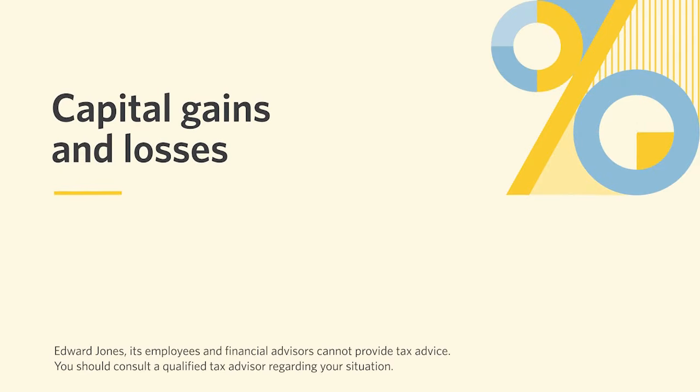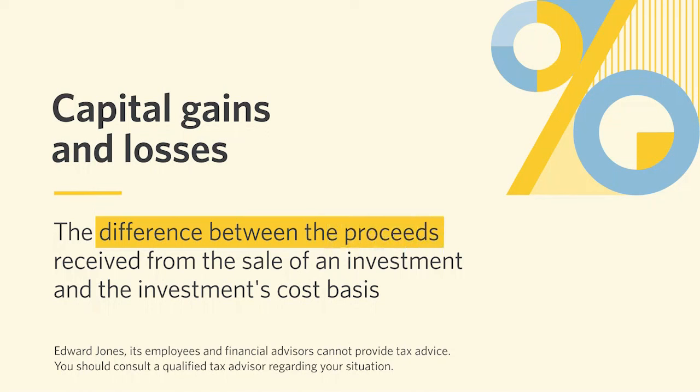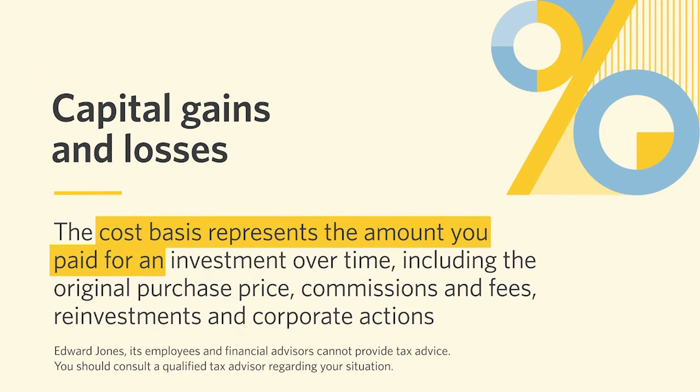And lastly, the last type of investment to discuss today is capital gains and losses. This generally represents the difference between the proceeds received from the sale of an investment and the investment's cost basis. The cost basis represents the amount you paid for an investment over time, including the original purchase price, commissions and fees, reinvestments, and corporate actions.